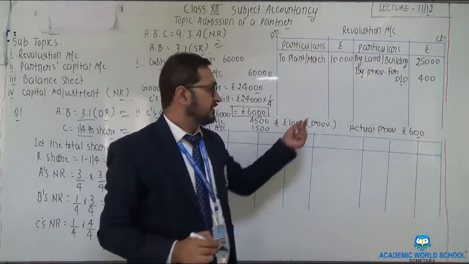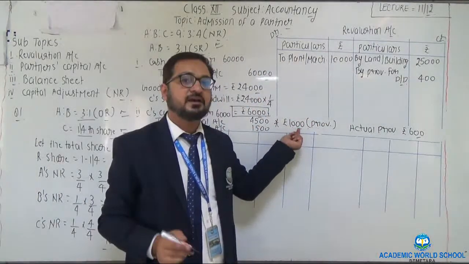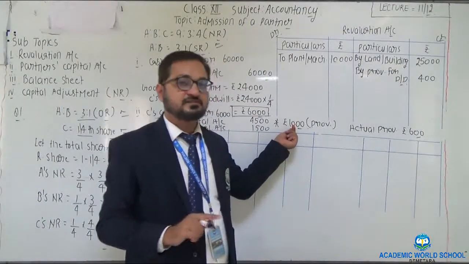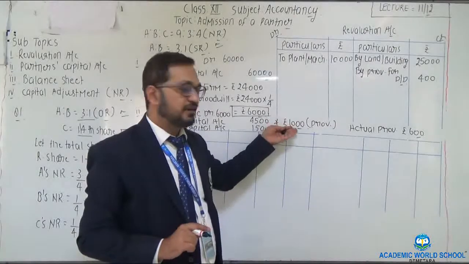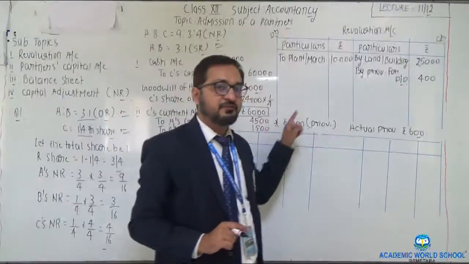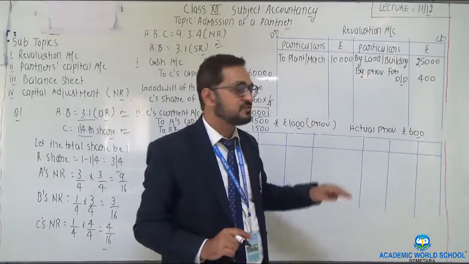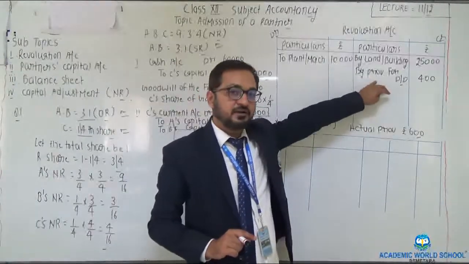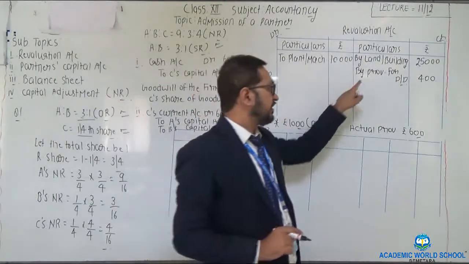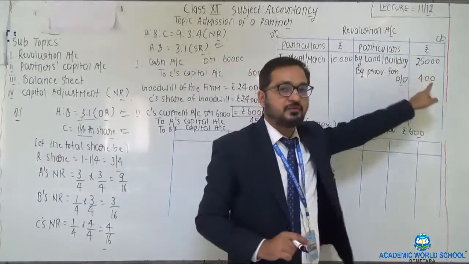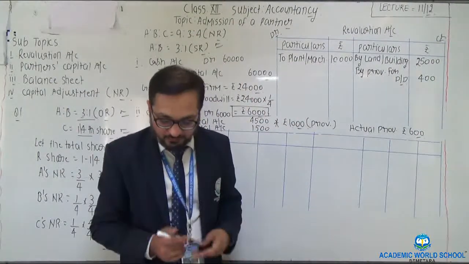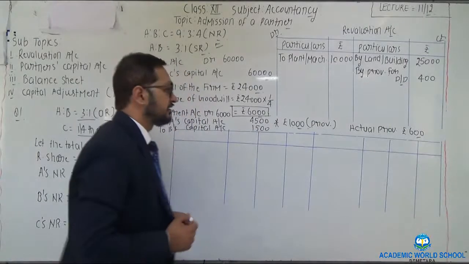Is this clear? This provision was found in excess by 400, which means the liability was in excess by 400, so there would be a fall in the value of liability by 400. If the value of liability falls, then there is a profit. So profit is to be placed on the credit side of revaluation account by writing by provision for doubtful debt amount being 400.